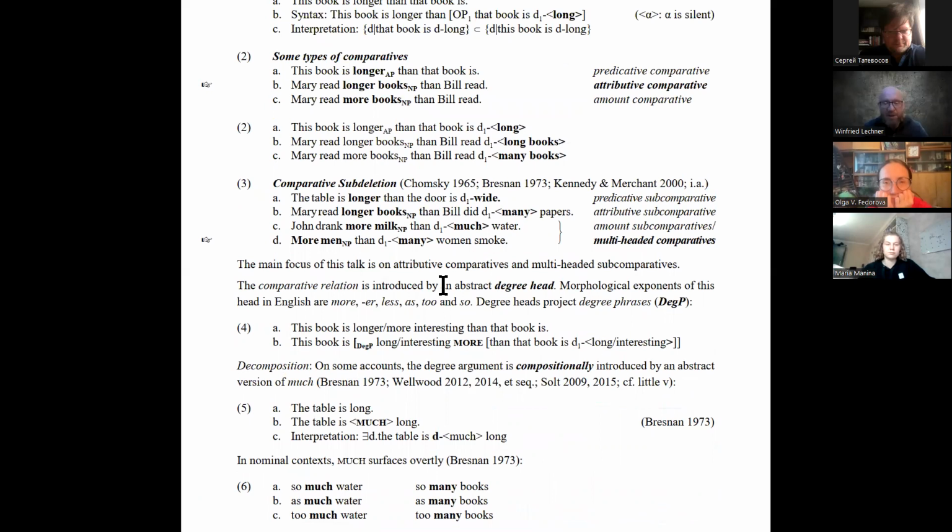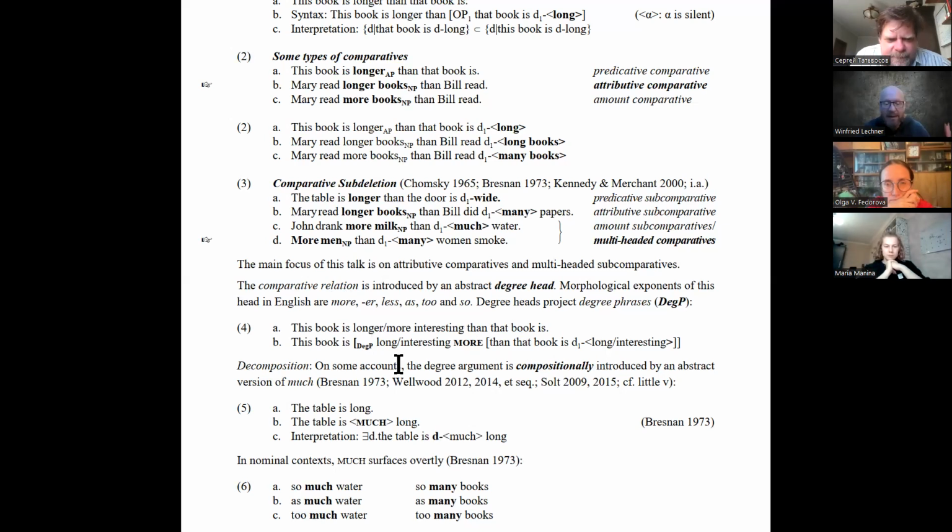Now, as already mentioned, and it's clear from the meaning, in comparatives we have a degree head. We have something that is introducing a degree. And there's some other part that is relating to degrees. In English, that would be more or less or as or too. So for instance, if we look at something like in 4a, this book is longer or more interesting than that book is, we have a degree head here that sometimes shows up and sometimes not, and it's relating the comparative complement and the main clause.